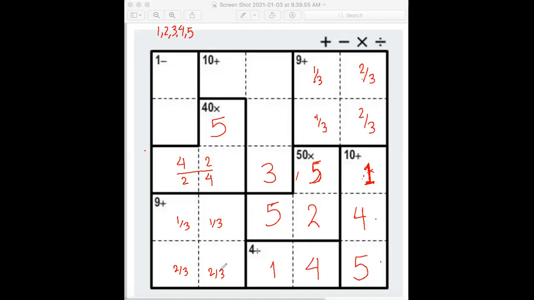So, okay. I haven't used this information. The sum is 10. So I already have a 3. So this is 7 then. These three numbers add up to 7.